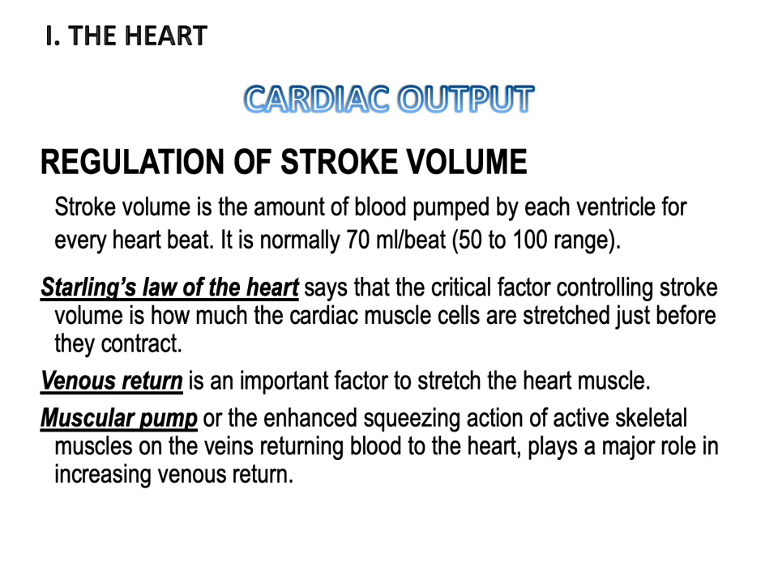To regulate stroke volume, three things are important. First is the Starling's law of the heart. Dito nakadepende gaano kagaling mag-contract ang cardiac muscles. Gaano siya kagaling mag-stretch so that effective ang kanyang contraction. Another is the venous return. When you say venous return, gaano kadami yung unoxygenated blood na bumabalik sa heart. Of course, yung dami ng ilalabas niya ay nakadepende sa dami ng pumapasok sa kanya.